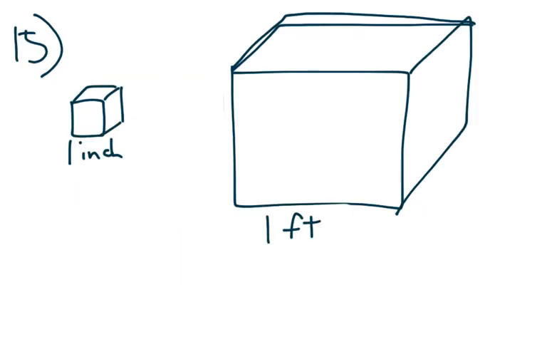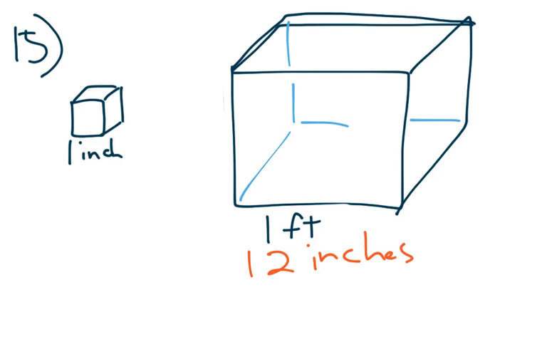Okay, number 15. How many 1-inch cubes will fit inside a larger 1-foot cube? So if we want to find out the ratio of this big cube to this little cube, we want to convert from feet to inches. So remember that there are 12 inches in every foot. So let's find the volume of this large box using inches. So we have 12 times 12 times 12.